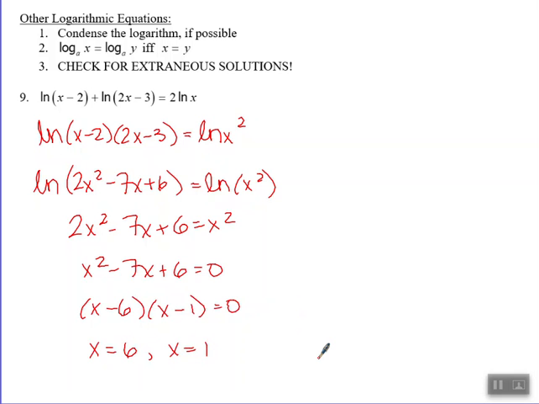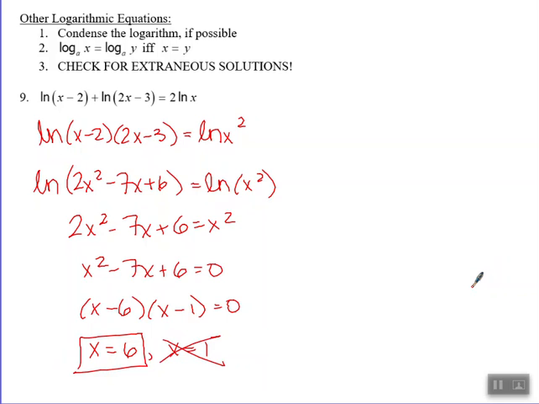So you can either plug these into the calculator to check for extraneous solutions, or you can just see if either one of them results in log of a negative number. So if I start with 6, I end up with natural log of 4 plus natural log of 9, and then I have natural log of 6, so that one should be okay. If I look at x equals 1, I end up with natural log of negative 1 plus natural log of negative 1. I can't figure out the natural log of a negative number, so 1 is going to be extraneous, and 6 is my only solution.